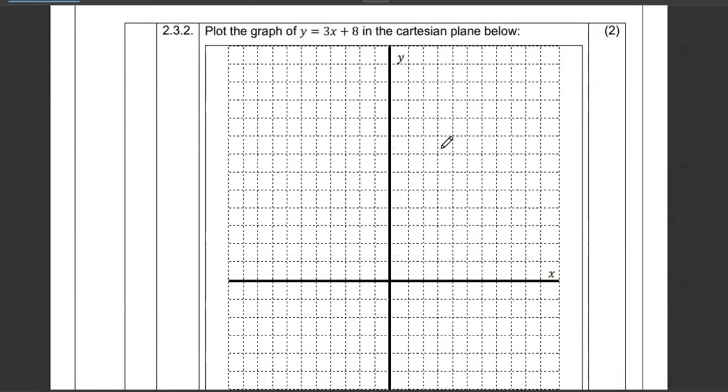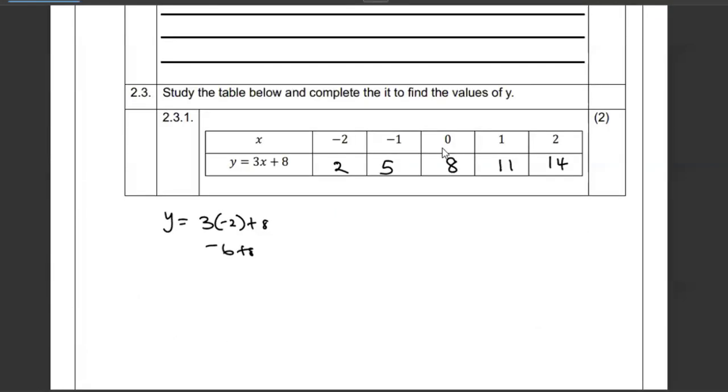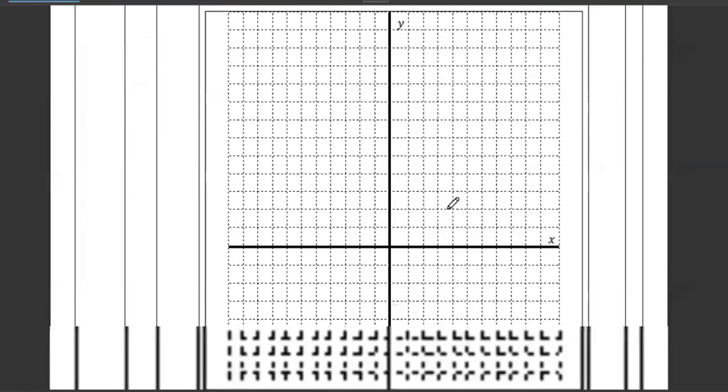Then plot this graph. Okay, so when you're plotting a line graph, I'll advise you, just plot 2 points. But as long as it is a straight line, 2 to 3 points will be enough. So I'm going to plot this point because it is easier for me. And then I can plot -2 and 2. So 0 and 8. Oh, they did not even label this.